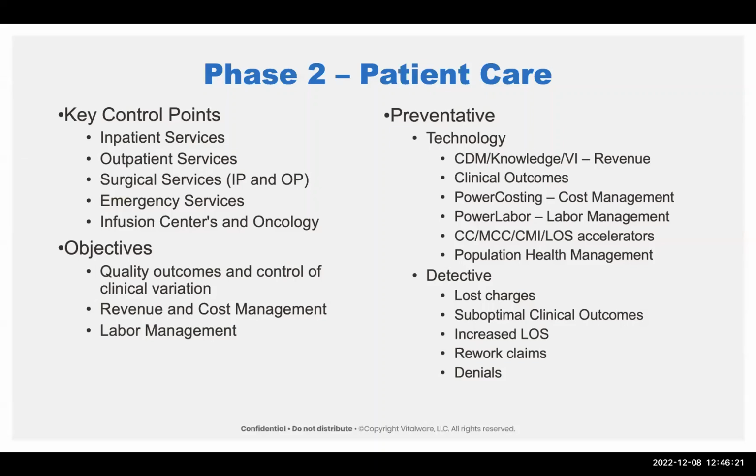Power costing, clearly for cost management. We're going to see a lot of that with OR and OR management and in pharmacy management and device management. We have Power Labor. We've talked about that. We have MCC, length of stay accelerator. So do I have a lot of patients that have a geometric mean length of stay that's been exceeded, usually not by a few days, but by more than the GMLOS, and that only has a single CC? Did I code this right?